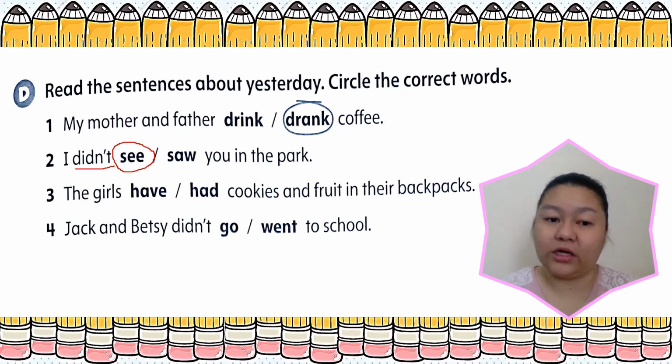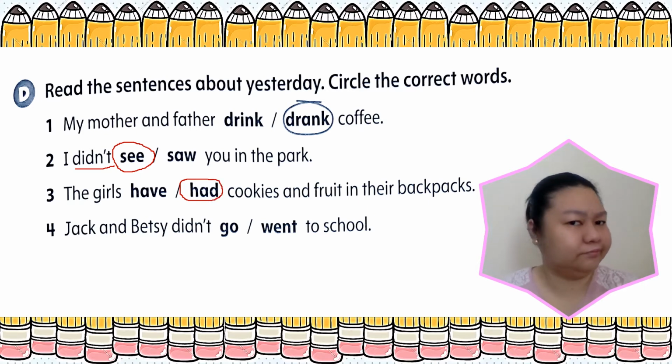Now, number 3. The girls have had cookies and fruit in their backpacks. Batch 2, it's your time to answer this one. Now, why this time is your answer had? Why not have? Yes, correct, batch 2. Because the word didn't is not part of our sentence. That's why the verb is in the past tense form.